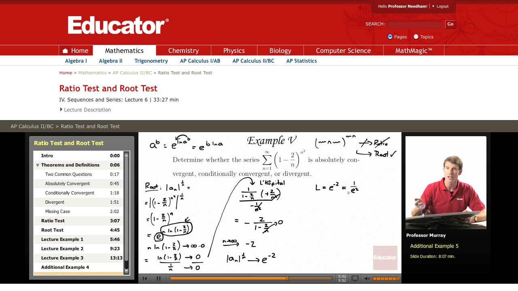Now we have to figure out approximately how big that is. e is about 2.7. So for 1 over e squared, I don't know exactly what it is, but I know for sure it's definitely less than 1. And that was the cutoff for the root test. So if L is less than 1, that tells us that the series a_n is absolutely convergent by the root test.